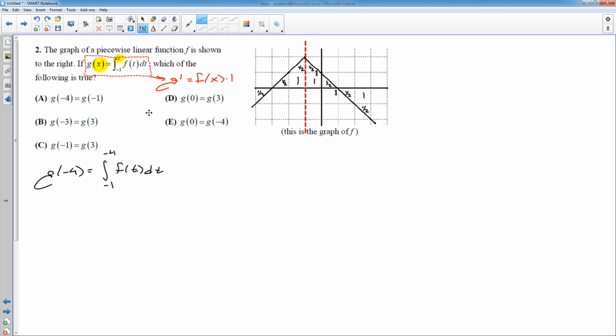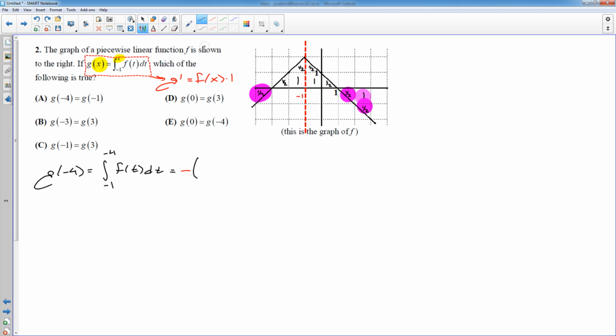Now remember, there are such things as negative areas, and one way you can get negative areas is what's happening with g of negative 4. G of negative 4 means I'm going from negative 1 to negative 4. That's a right to left motion. So going from right to left in itself is a negative area. And so then I will add up the rest of these areas. Another negative area is when you're below the x-axis. So all of these highlighted ones right here are going to be negative because they are below the x-axis.